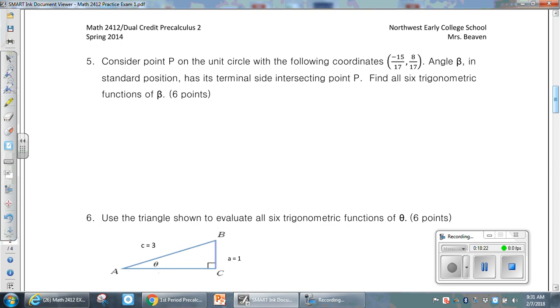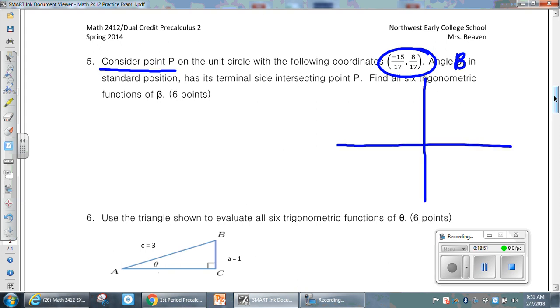So let's imagine what they're talking about. They're giving us a point, and the point is on the unit circle. We're going to call that angle beta, and it is in standard position. And the terminal side is intersected by that point. So that's why the coordinates of the point are important.